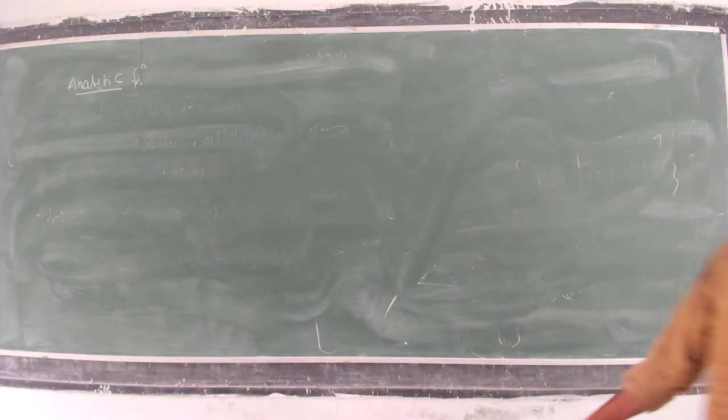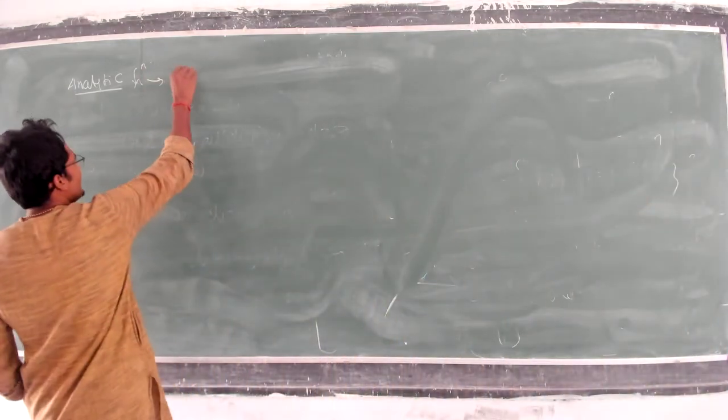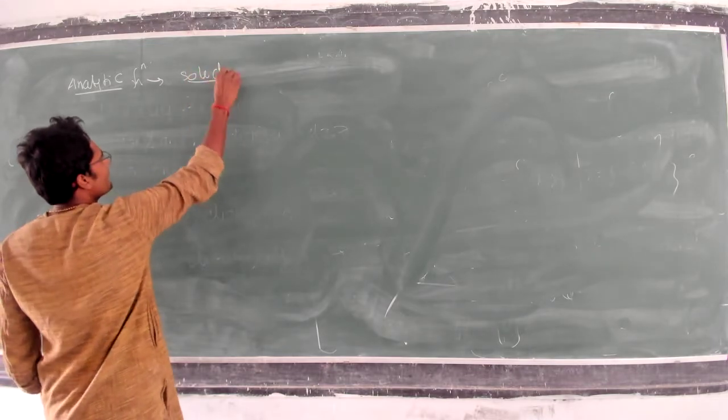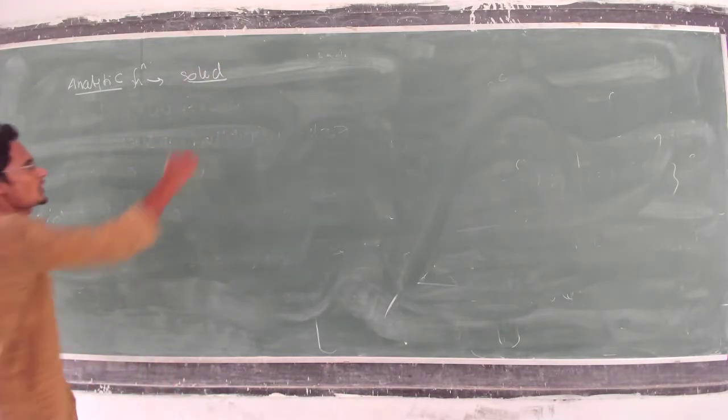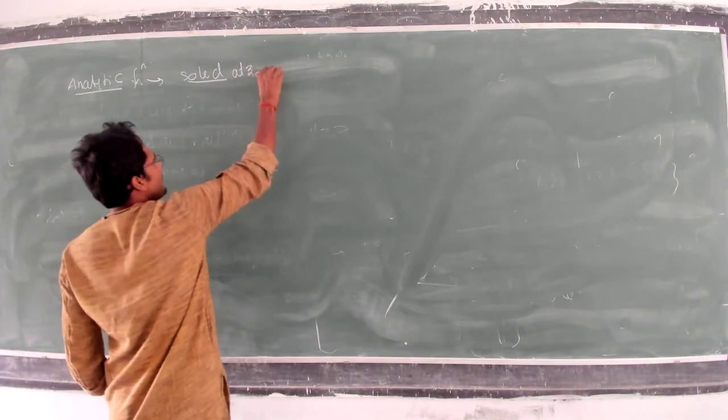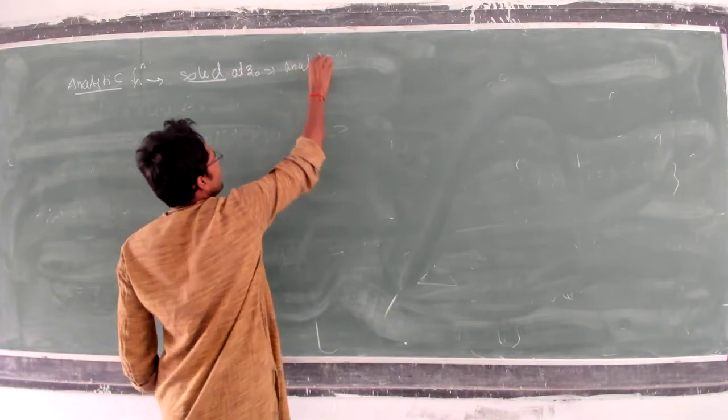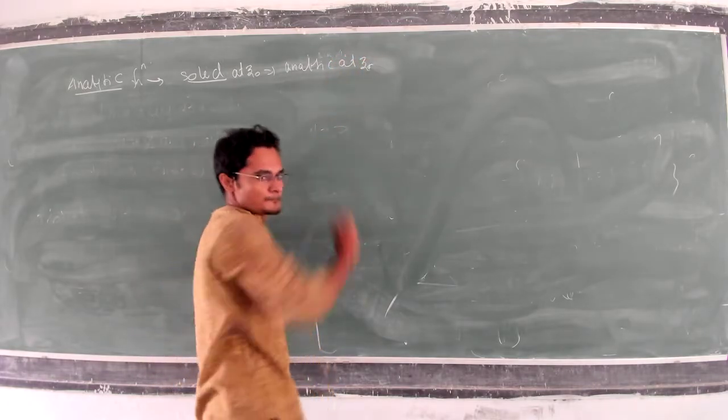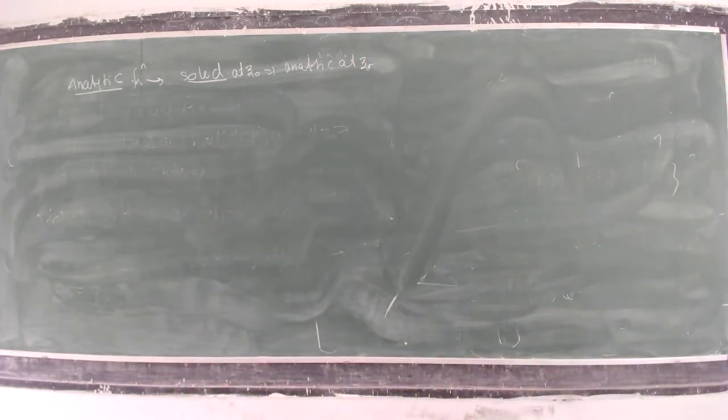So what does analytic function mean? One definition is that it is solid at z naught, which implies analytic at z naught. If anything looks like a solid, like this table, this is also an example of an analytic function. This is a chair. These things are examples of analytic functions. Whatever you can see with your eye in the form of a solid is an example of an analytic function.